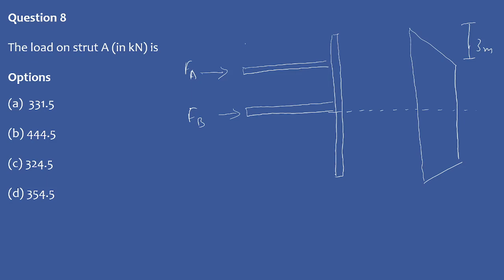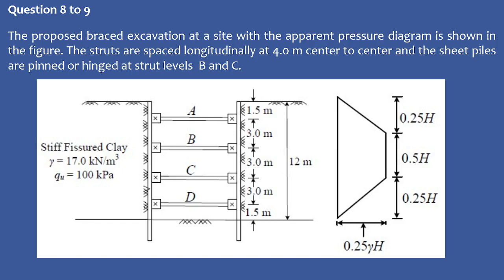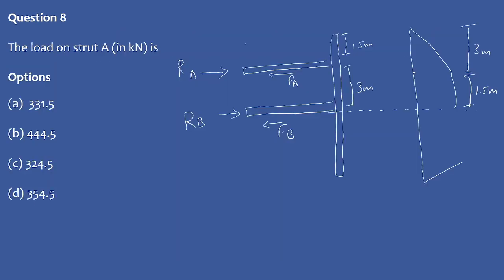So this is 3 meter here. If we can see, this is 1.5 meter here and this is 3 meter. So let me draw the diagram again. Wait a second. So here you are having this much length and this is your 1.5 meter. Here this is 3 meter and this is 1.5 meter, right? So the pressure diagram is here.